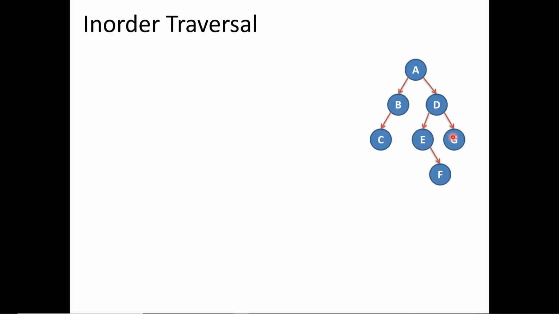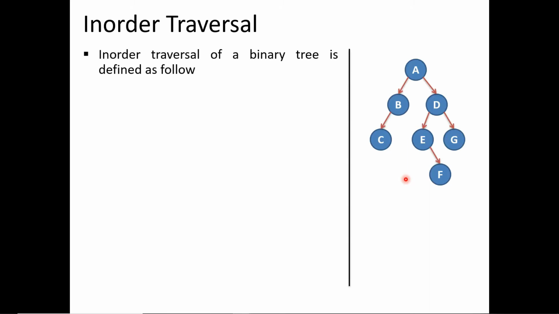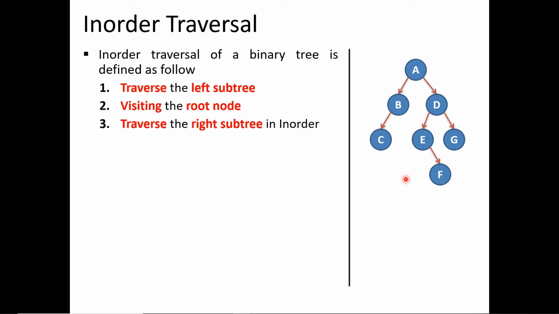Now next is in-order traversal. For this, the tree is already given over here. In-order traversal of a binary tree is defined as follows. First, we have to traverse the left subtree, then visit the root node, and lastly, we traverse the right subtree. As the name itself suggests, in order we first visit the left subtree, then the root and the right subtree. So in in-order, the root is in the middle position.